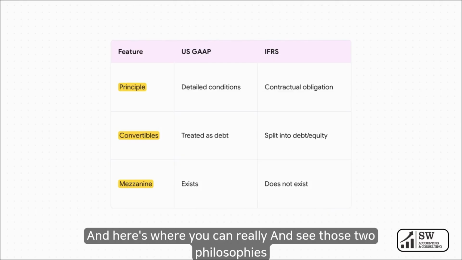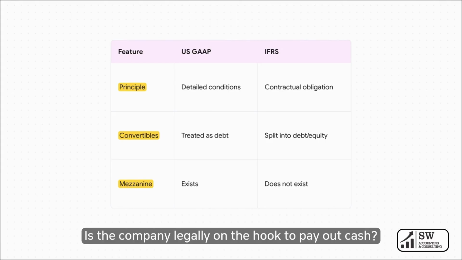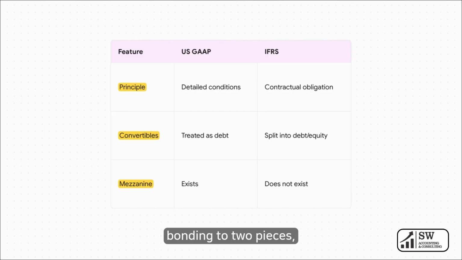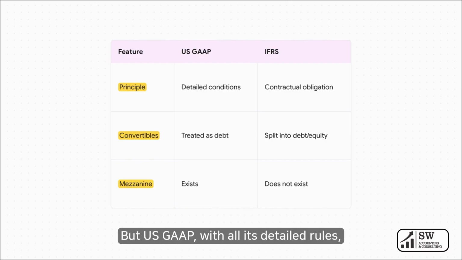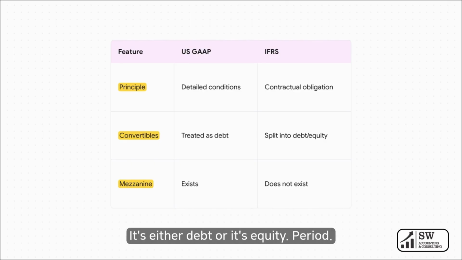And here's where you can really see those two philosophies in action. IFRS is super focused on one core principle. Is the company legally on the hook to pay out cash? If the answer is yes, then that part is a liability. Simple. That's why IFRS makes you split the convertible bond into two pieces, a debt component and an equity component. But US GAAP, with all its detailed rules, usually just lumps the whole thing together as debt. And then it creates this special in-between category called mezzanine equity, which, by the way, is a concept you will not find anywhere in IFRS. It's either debt or it's equity.